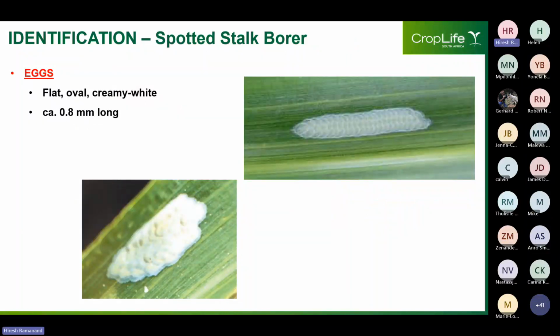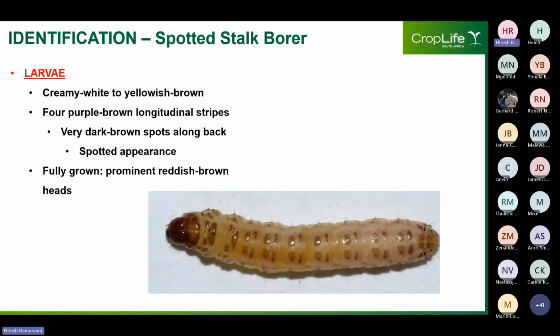Okay, so moving on to the spotted stalk borer. Eggs of this species tend to be flat, oval, creamy white, and approximately 0.8 millimeters long. Spotted stalk borer larvae are creamy white to yellowish brown in color. They have 4 purple-brown longitudinal stripes, usually with very dark brown spots, as everyone can see, along the back. This gives the larvae a spotted appearance, and I think that's quite clear. When fully grown, larvae have prominent reddish-brown heads, and I think that's also quite clear on all of your screens.